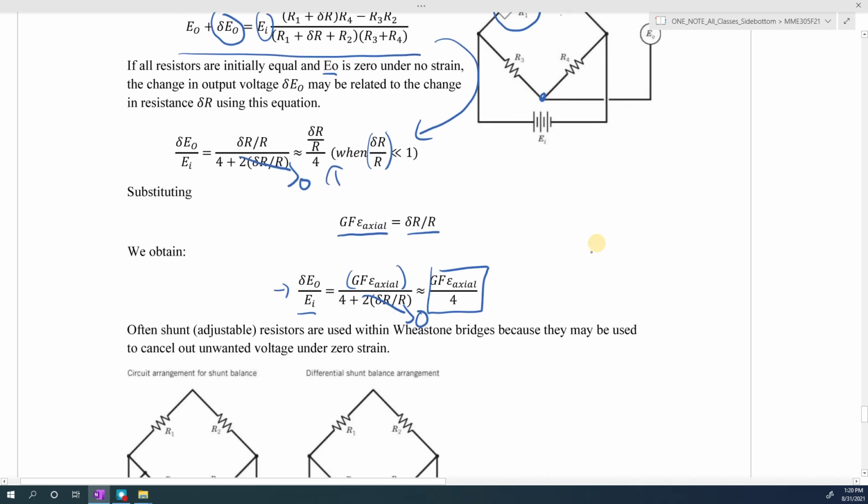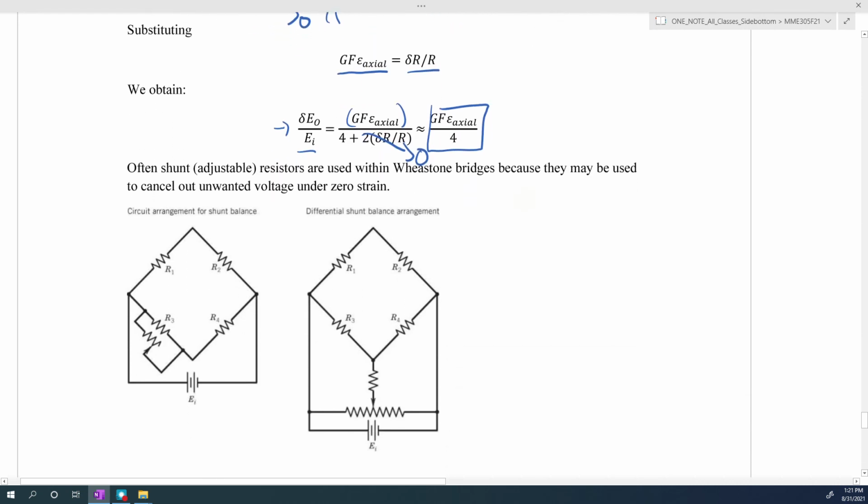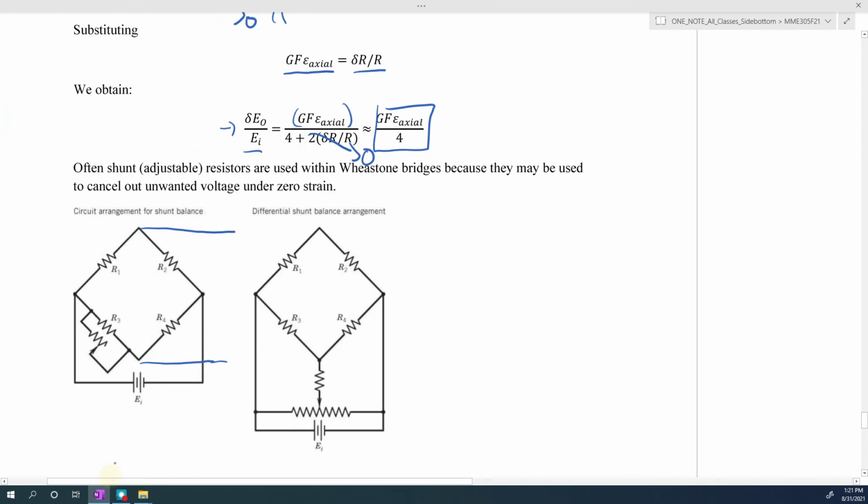In order to make this approximation work, a lot of times we'll use something called a shunt resistor, which is just an adjustable resistor used within the Wheatstone bridge. The whole point of this shunt resistor is to get the output voltage across our Wheatstone bridge to be equal to 0 when there's no strain being applied to the system or to your Wheatstone bridge. In both cases, we're just interested in getting that output voltage to be equal to 0.